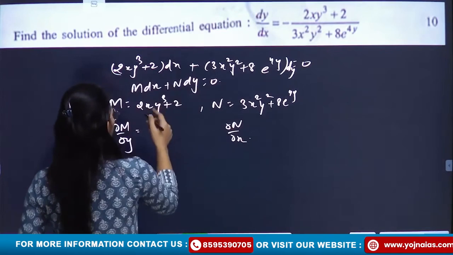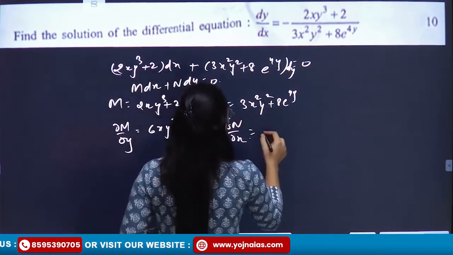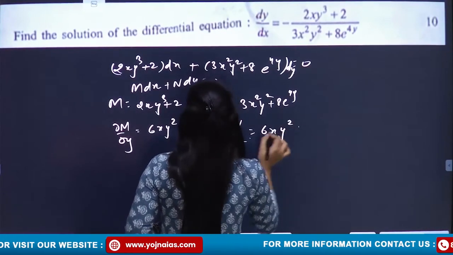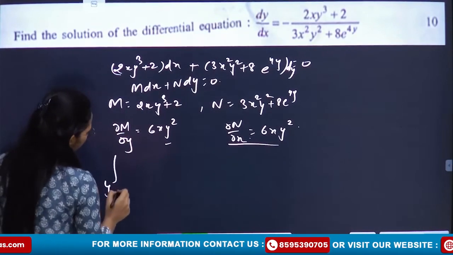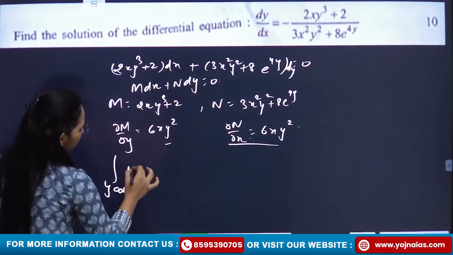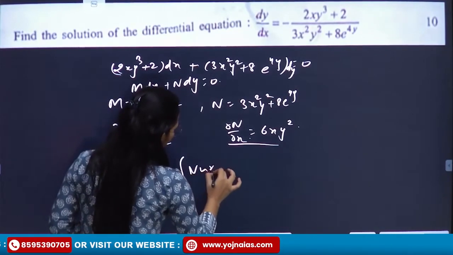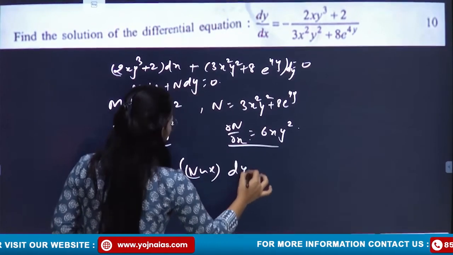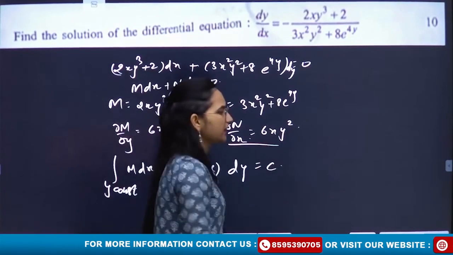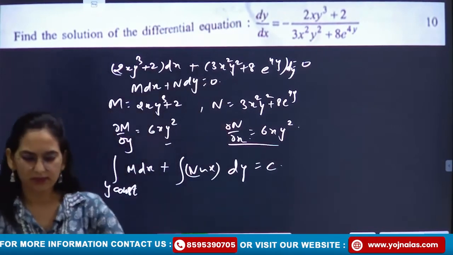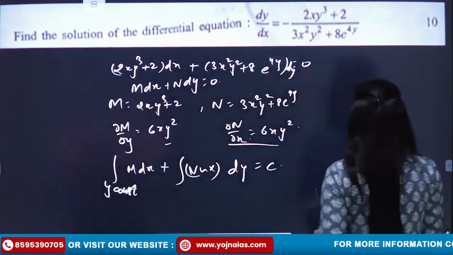Check this: curl M by curl y is 6xy², curl N by curl x is xy². Hence this is an exact equation. What is the solution of an exact equation? Keep y constant, integrate M dx, plus terms of N not containing x, equal to some constant. This would be the solution. Solve this very direct question. We don't need to take any time in this.